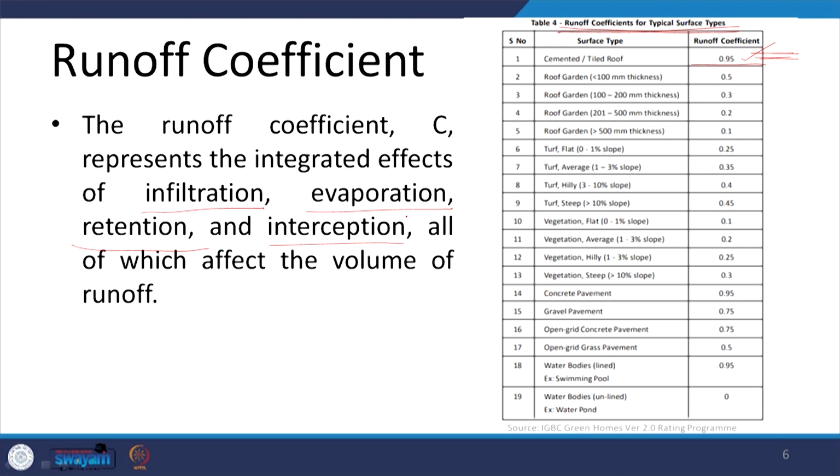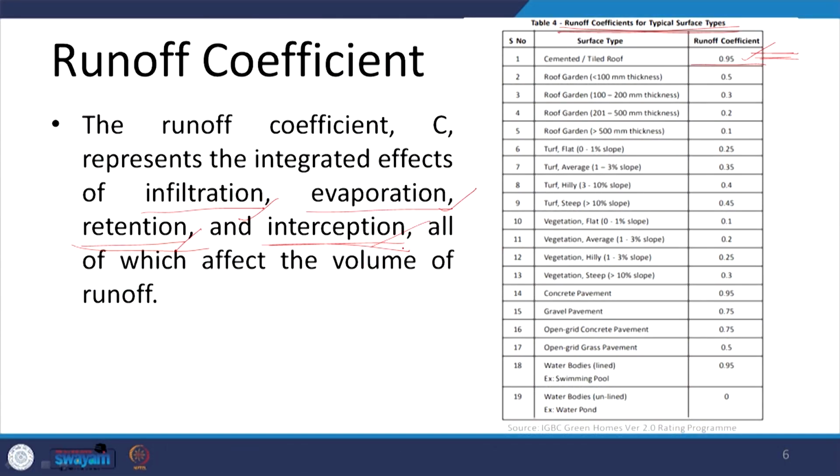Now, when we are looking at only the surface property, we are largely concerned about how infiltration and evaporation happen. Retention and interception are by virtue of the design. So, how the material is used on the site, what the different levels are, how the flow is going to be intercepted, whether there is a pond or a water body for retention or not. These two are largely taken care of by virtue of design.